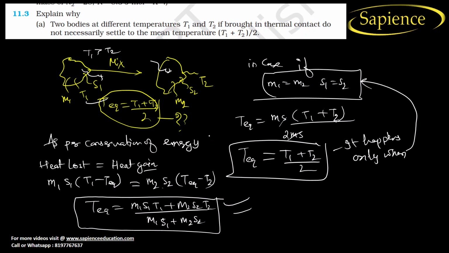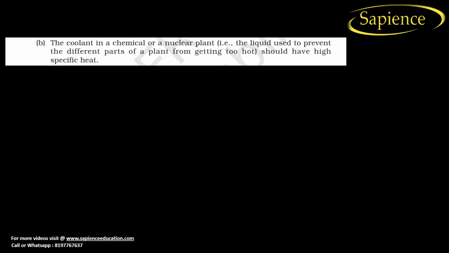Now we can go for the next question. It is 10.4 B. We need to understand that a coolant in a chemical or a nuclear plant, that is, a liquid used to prevent different parts of the plant from getting too hot, should have a high specific heat. So we know that if heat is absorbed by the coolant, Q will be equal to m into s into delta T.